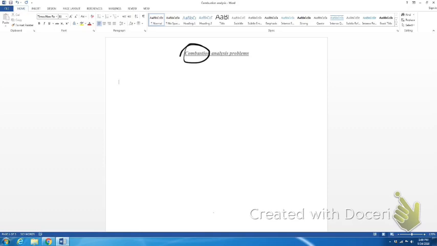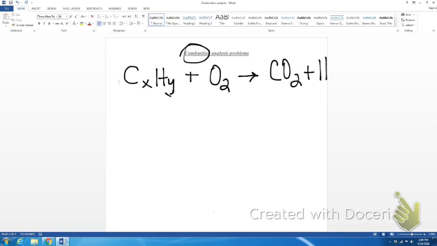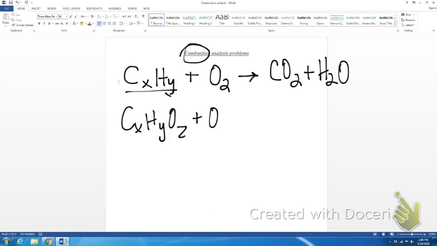You are going to sometimes have a hydrocarbon, which is some number of carbon and some number of hydrogen, plus the other reactant, which will always be oxygen gas. And in this case, you're always going to make carbon dioxide and water. Now, sometimes this hydrocarbon also might contain some oxygen as well. So sometimes you could also see it like this.